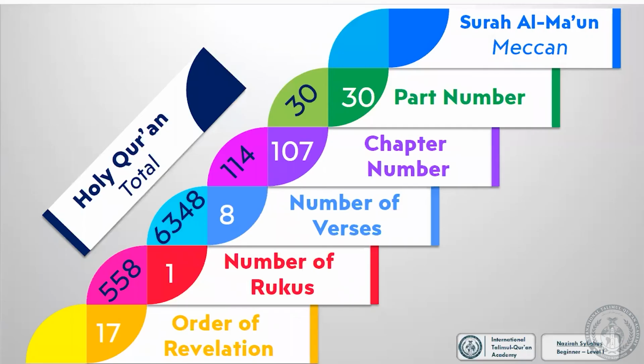All right. Just some facts about Surah Maun. This is a Meccan surah. It's in part number 30. It's in chapter number 107. It has a total of 8 verses, and it is a very short surah, only has one ruku, and it was the 17th surah to be revealed.